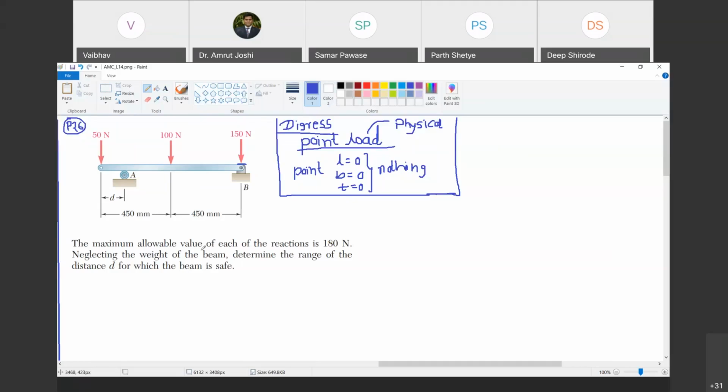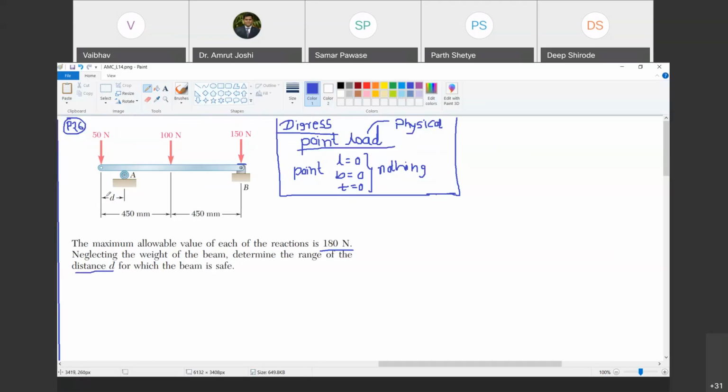Now, let us try and solve this problem. So what do we have to do? First, something has been said about the reaction. The reaction cannot go beyond 180 Newton. That is what it says, right? Yes. And then you have to find out distance d. So 450 plus 450, 900, this length is constant.